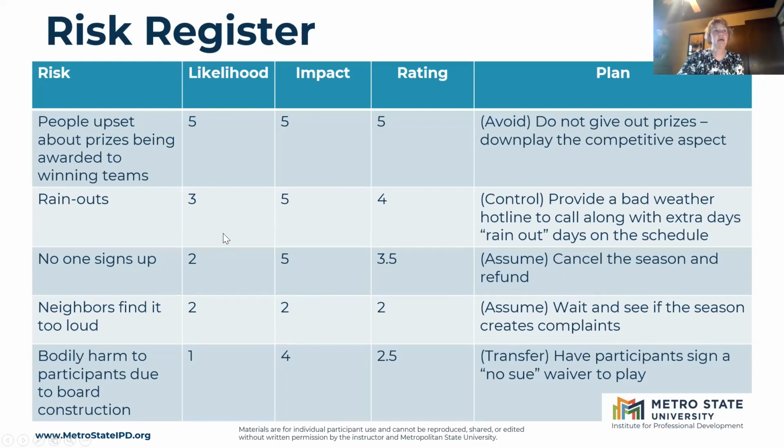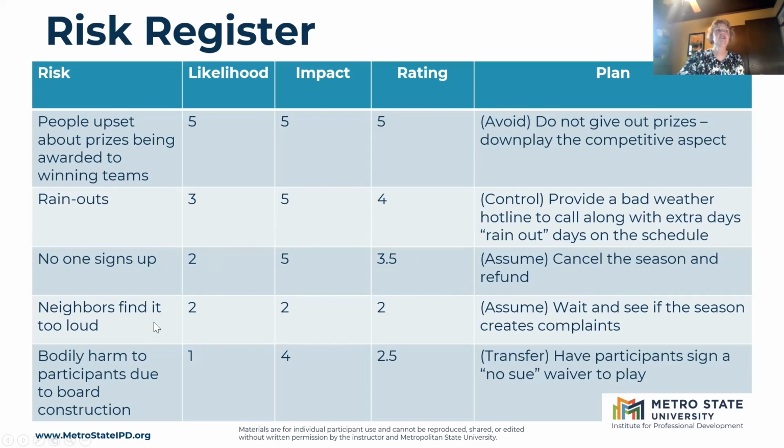So no one signs up. This was a pretty low likelihood. The impact would have been high. It gave us a 3. So we're going to assume this. We're going to say, okay, we've noted if this happens, we'll cancel the season and refund the money. But again, let's move on. Let's not spend too much time worrying about it.